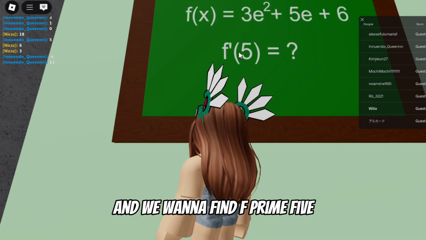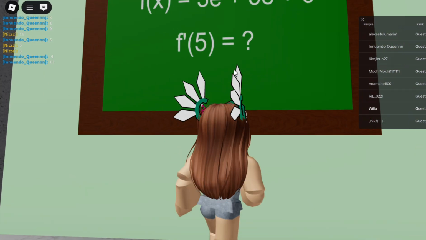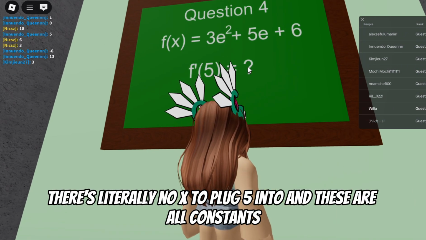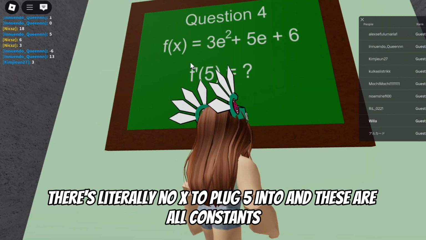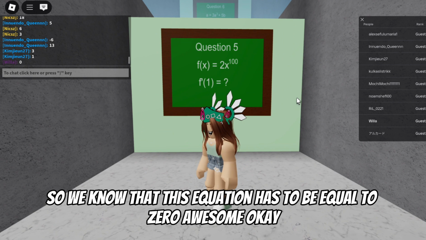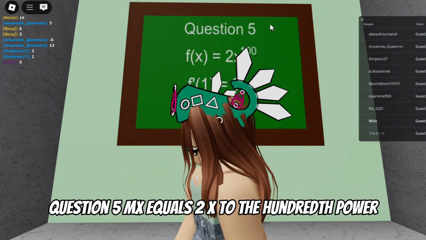And we want to find f prime of 5. But first of all, there's literally no x to plug 5 into, and these are all constants. So we know that this equation has to be equal to 0. Awesome.